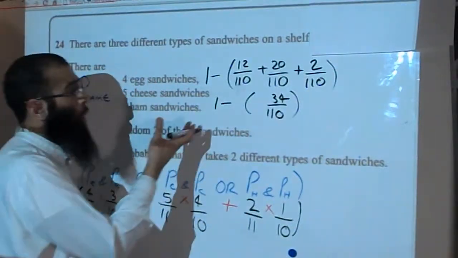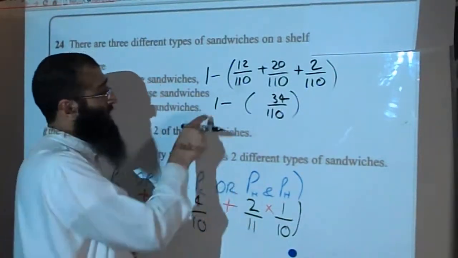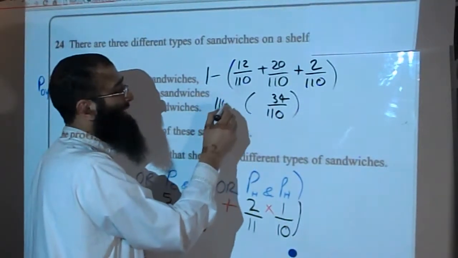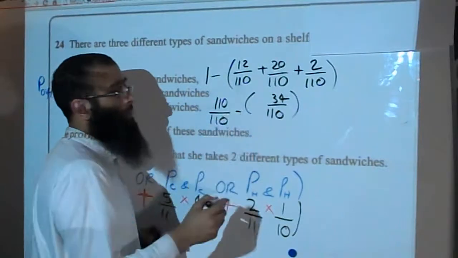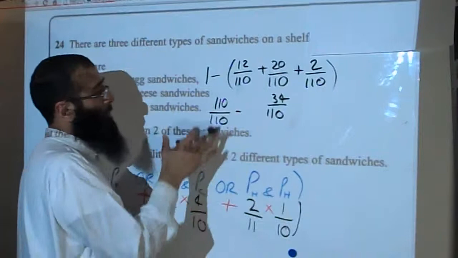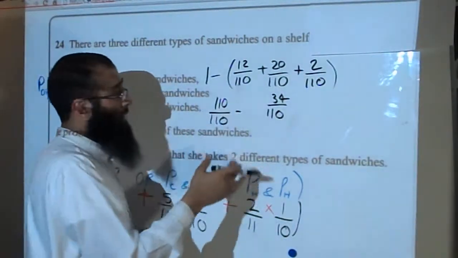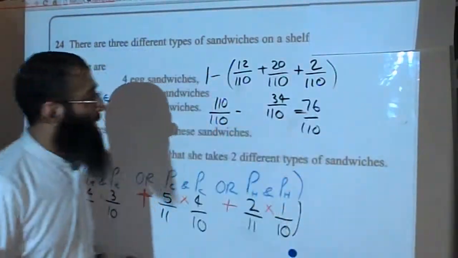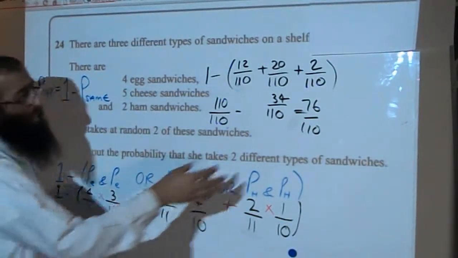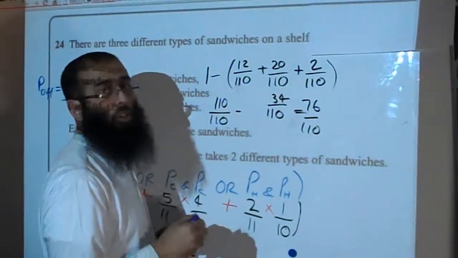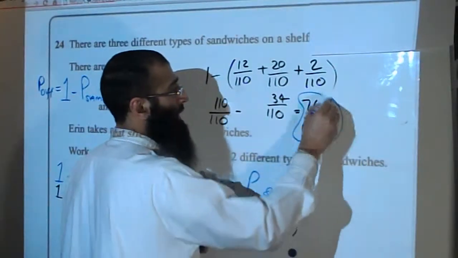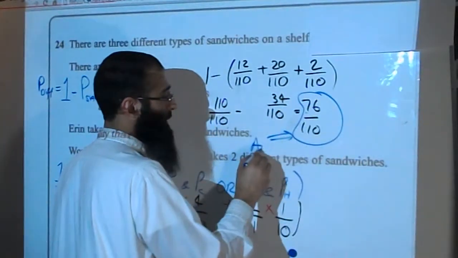If you have one whole, remember if you change it into 110ths, one whole is the same as 110 110ths. That's one way of looking at the one whole. So one whole is 110 110ths minus the 34 over 110ths. So the answer to question number 24 is up here, which is 76 over 110. I'm just going to circle it so we see that clearly in the video. That, folks, is the answer.